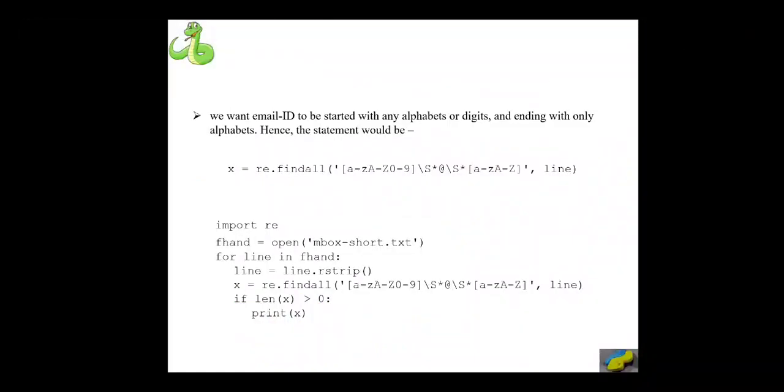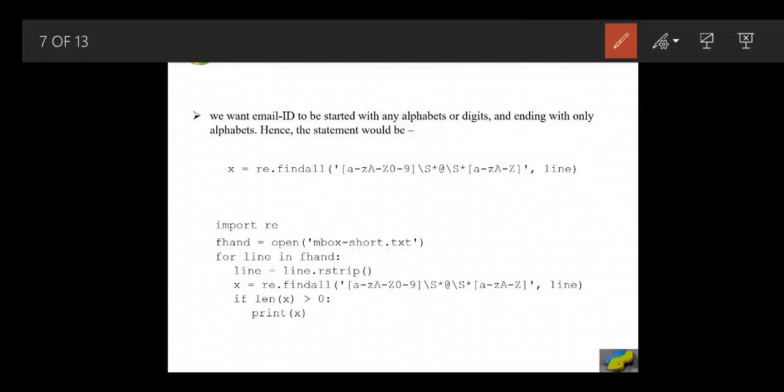Okay, now consider one more program. We want the email ID to start with any alphabet or digit and end with only alphabets. Okay, it means it can start with alphabets, numbers, anything, but it should end with only alphabets. So how are we going to write this? Obviously, as I told you, instead of search we are going to use find all, because you are going to find more than one email ID in the same line. So that's why you are going to use find all.